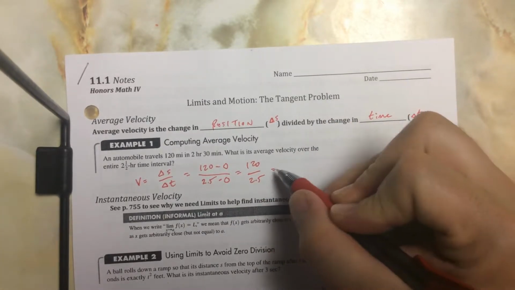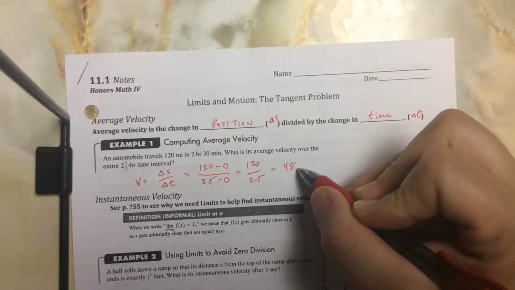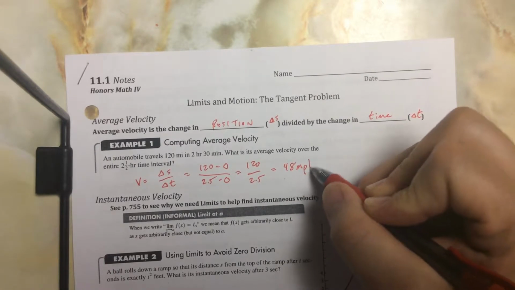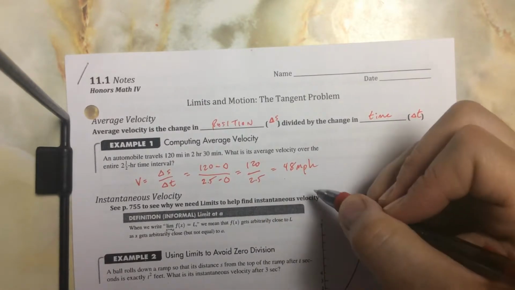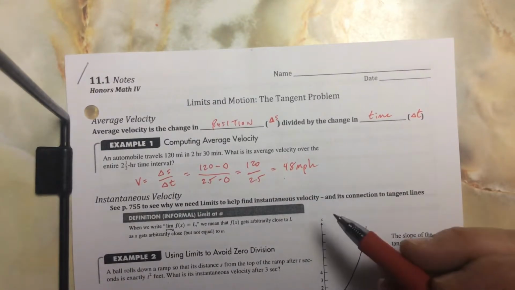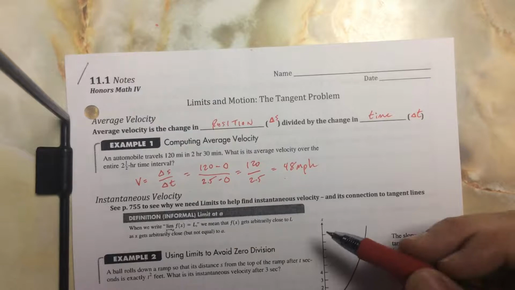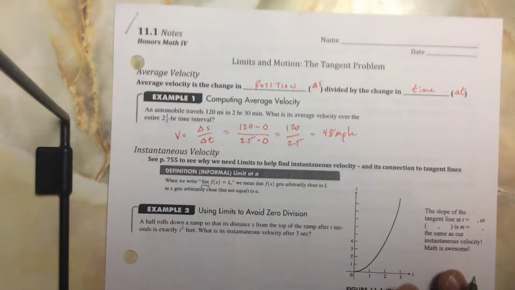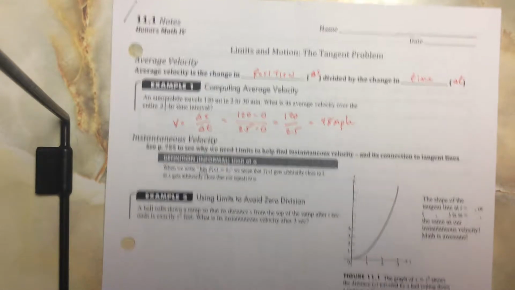So 120 over 2.5 gives us 48, and our position was in miles and our time was in hours. So our average velocity was 48 miles per hour over that trip. But what's a little bit more interesting to look at is what your instantaneous velocity would be at any point in time. So we're going to first come down here.